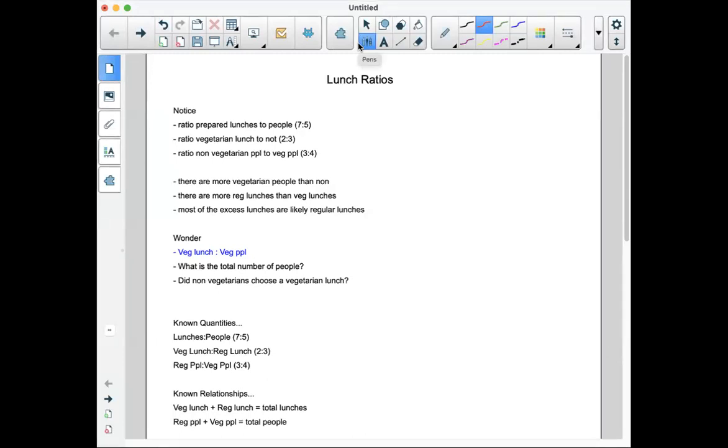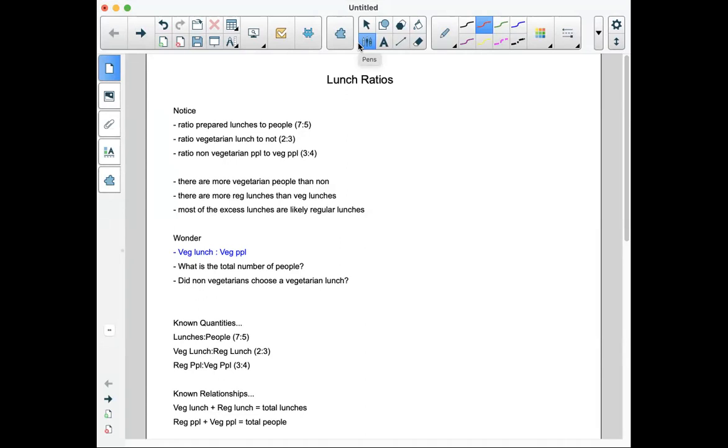The next strategy was making mathematical models. This was one that was definitely new for me, so I was kind of second guessing myself as I was trying to use it, but I think I kind of got the general gist. The first problem I want to talk about is the lunch ratios problem.